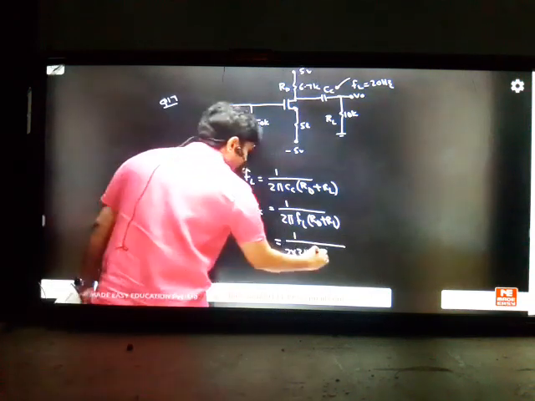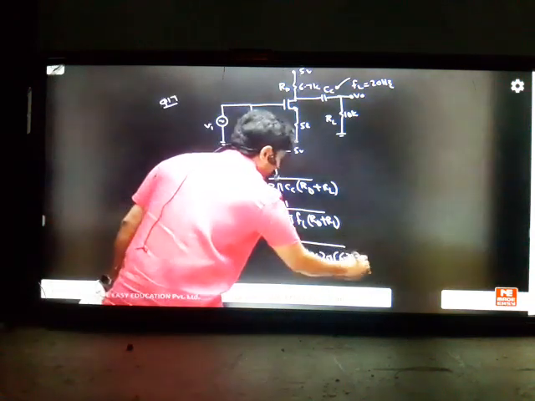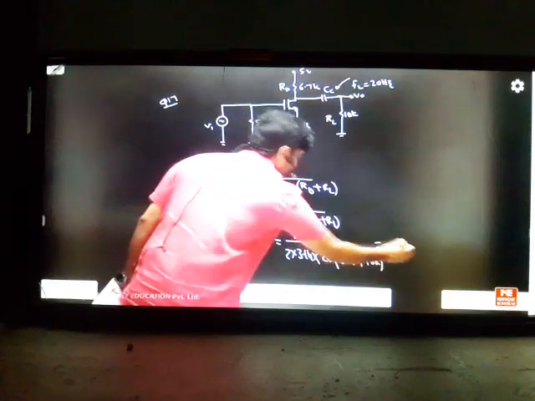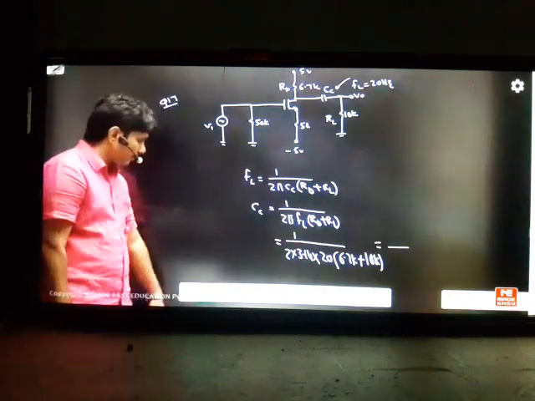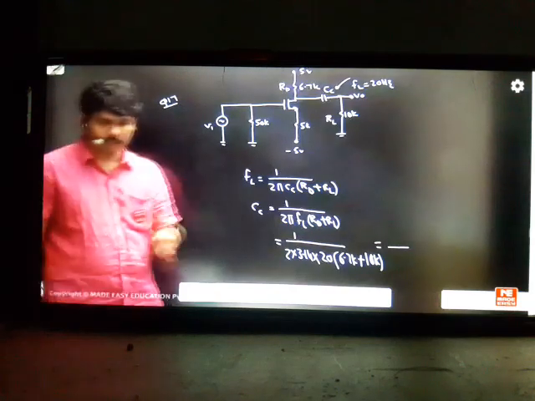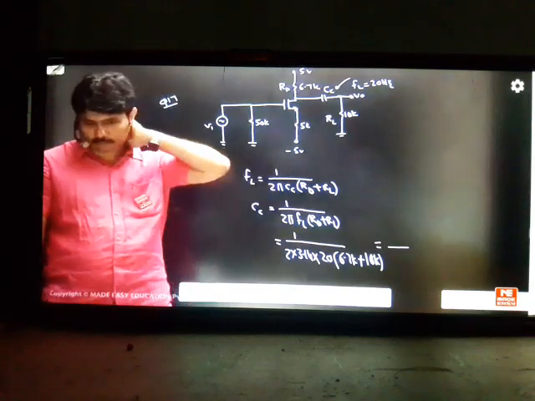FL is how much? 20. Your RT is 6.7k, RL is 10k. Find out how much CC is. CC, how much? Please try to solve it.